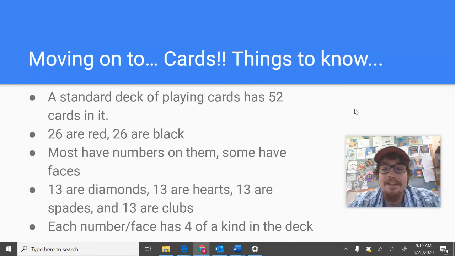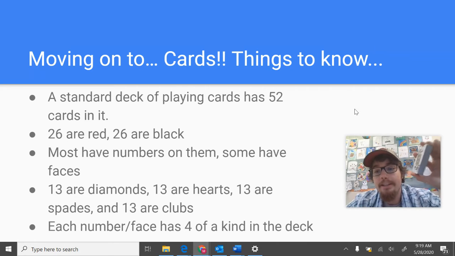Woohoo! So this is a standard deck of playing cards. When you have a standard complete deck of playing cards and you've taken out the jokers, because a lot of games we don't use the jokers for, it's 52 cards in it.